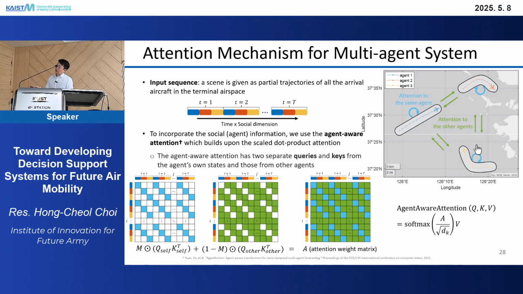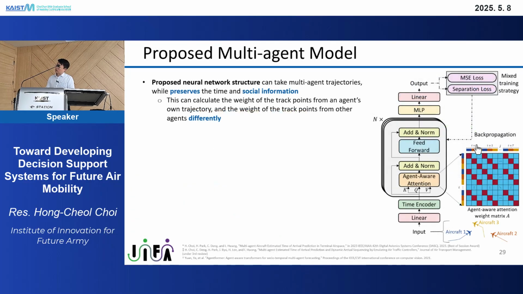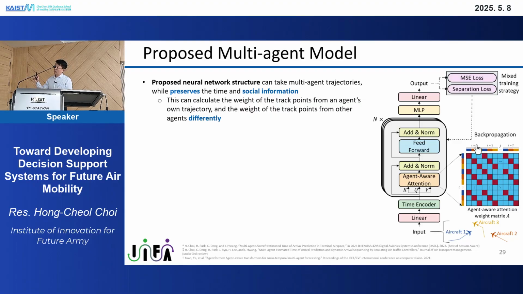And so using this agent-aware attention, they can preserve their agent information. They can differentiate the agents. So in this one-dimension sequence, they notice some sequence coming from the red or yellow one, or they can understand some time steps. So here, this agent-aware attention tries to maintain some agent information, and also here the time encoder tries to encode some time steps into the input sequence. In this regard, the proposed neural network can maintain the temporal and social dimension information.